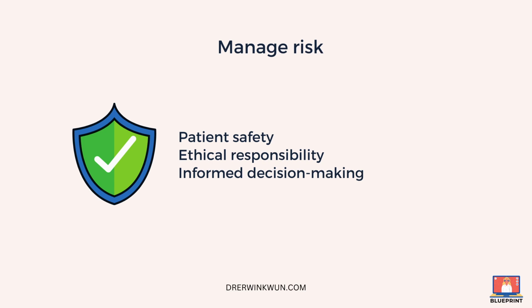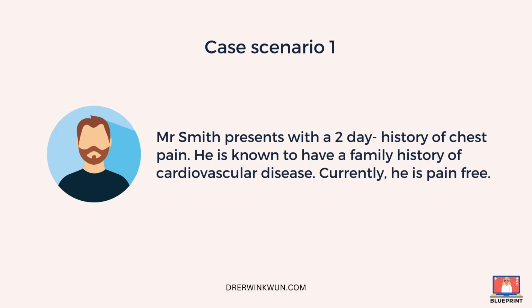So, for example, if we're considering a treatment, we need to consider what's the risk that the patient might have when they take it, and also the risk of not taking a medication as well. So this comes down to informed decision making. When you have this risk stratification, then you can inform the patient and support the patient to make an informed decision. Let's go over scenario one.